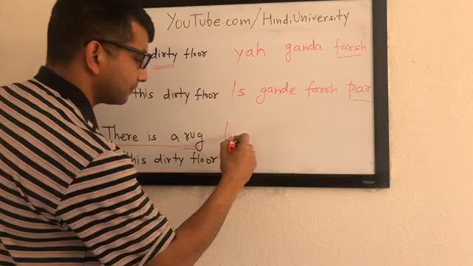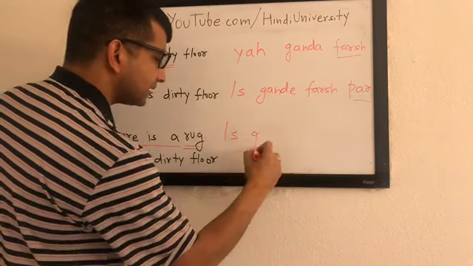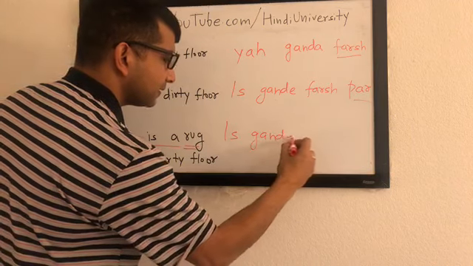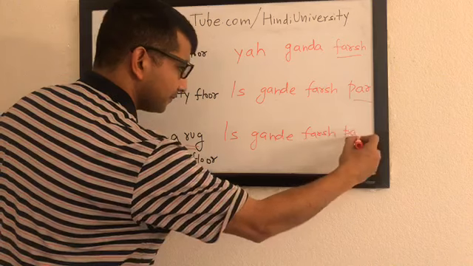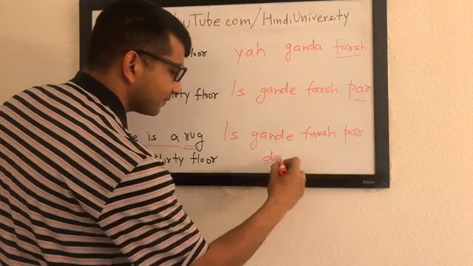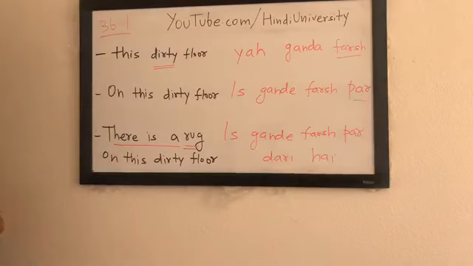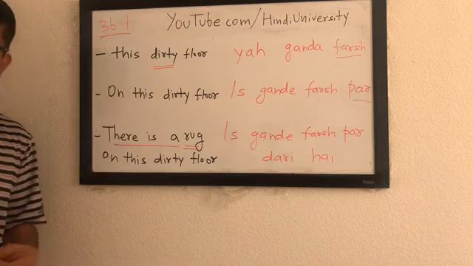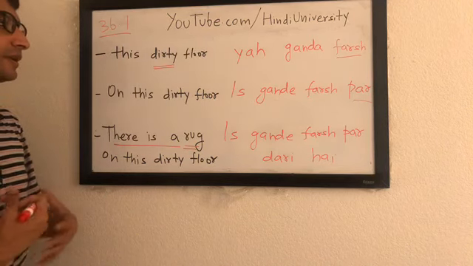Is gande farsh par dari hai. Okay. Either you can say that or you can say is gande farsh par, farsh par dari hai. Awesome. Great. Is gande farsh par dari hai. Okay. You see how easier it gets once you have a grasp of it, right?